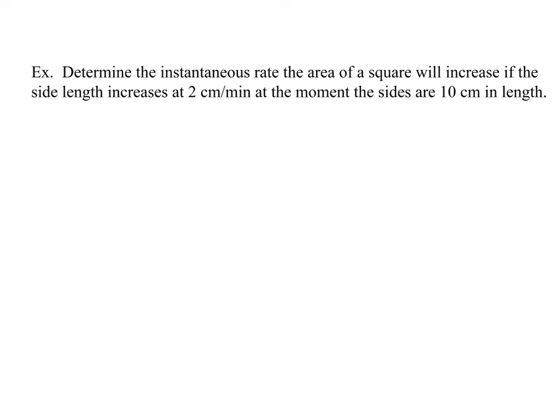So for this first example, we have a square. Let's draw a square and label each side x. The area of the square would just be x squared. Okay, so that's pretty easy. Now we want to calculate the rates. So we'll do the derivative of area with respect to time. The derivative of x squared would be 2x, but we don't want x, so we'd have to multiply it by dx dt. And that's it.